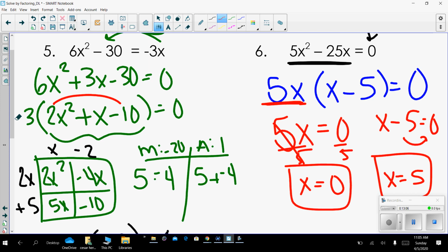So this was solving quadratics by factoring. Again, if you need help with the factoring, then you need to go back and look at the videos from last week and the week before that. And then also look at our notes before we went on spring break, because you have all that too. And if you don't have your notebook with you, then you can go back to Canvas, and the notes on factoring are there as well.